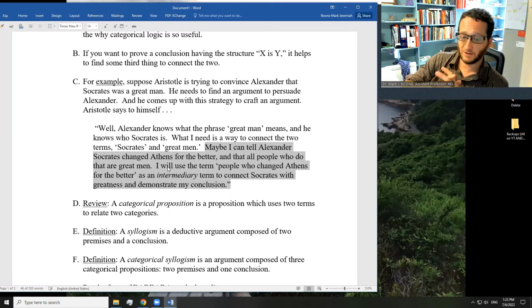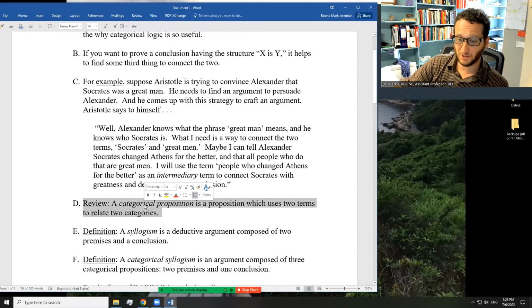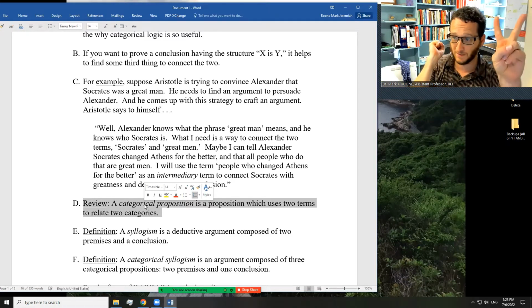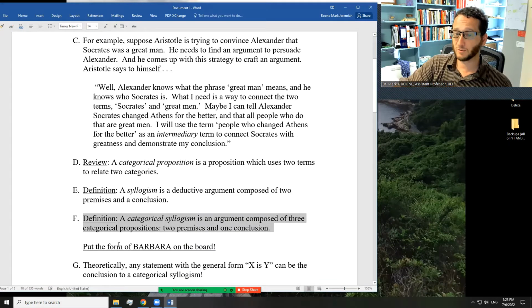All right, now some brief review, actually only one statement of review. A categorical proposition is a proposition which uses two terms to relate two categories. A syllogism is a deductive argument composed of two premises and a conclusion. Three statements, two premises, one conclusion. A categorical syllogism is an argument composed of three categorical propositions, two premises, one conclusion.